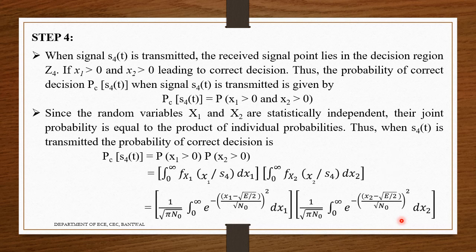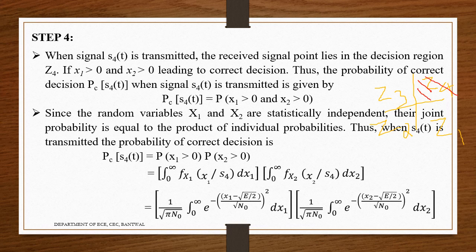Okay. Now, when signal S4 of t is transmitted, the receive point lies in the decision region Z4. As I said, it's Z4. Z4 means, if this is Z1, Z2, Z3, Z4, this is the region where my symbol S4 lies here.